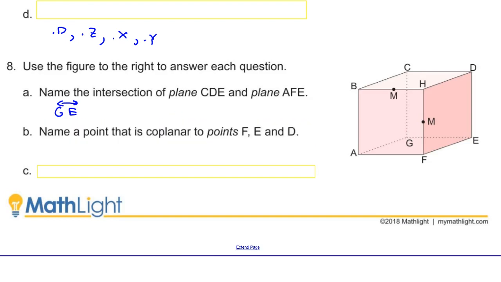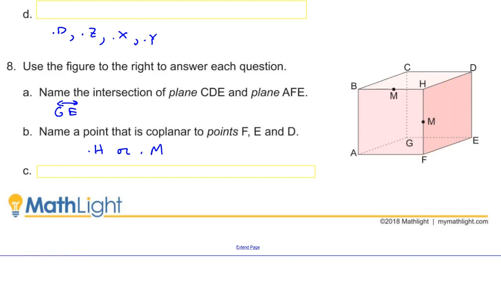All right, B, name a point that is coplanar to points F, E, and D. So points F, E, and D. Can you name a point that is in the same plane as point F, D, and E? And you have two choices, right? So hopefully you said point H, or you could have said point M. Those are the only 2 points that are in the plane of F, D, and E, right? It would have been this side of the box right here, right?